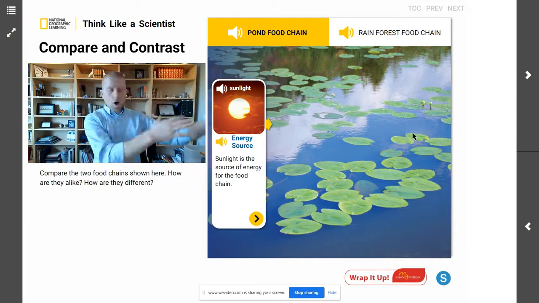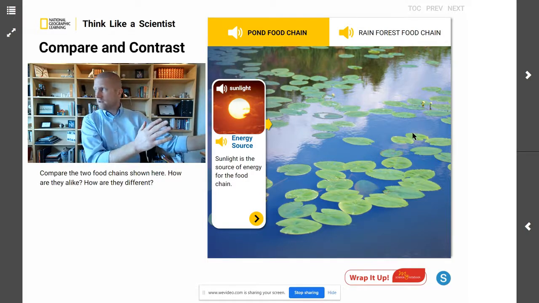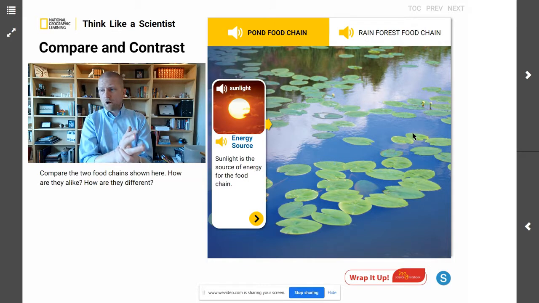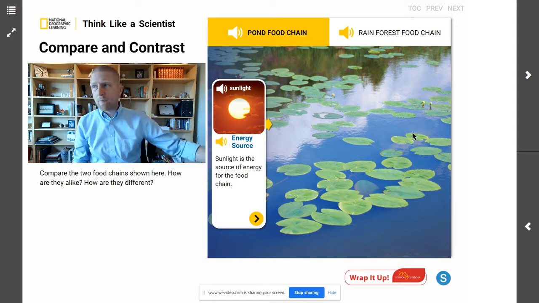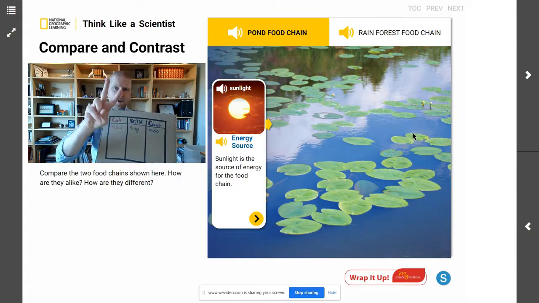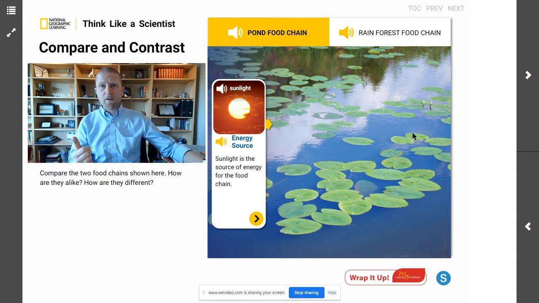Think back to what we talked about in our last lesson. Think about how these arrows help you understand the relationships between the organisms in the food chain. How does the energy flow? And you need to be prepared to compare and contrast. So how are they different and how are they the same? These two food chains for the pond and for the rainforest.